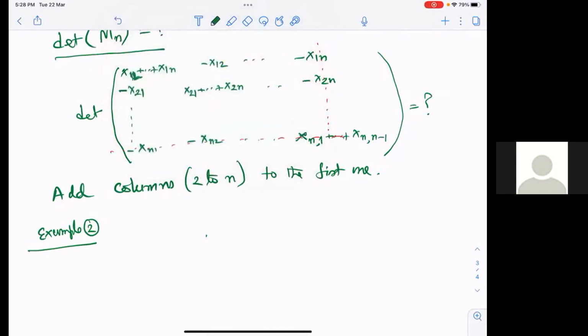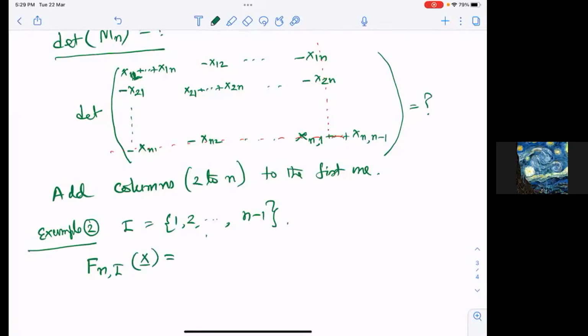So let's take that I equal to 1 to n minus 1. That's an easier case. So if I equal to 1 to n minus 1, these are all the roots, right? Then what is the generating function of f_I,n(x)? Because they are all roots, right? 1, 2, up to n minus 1.